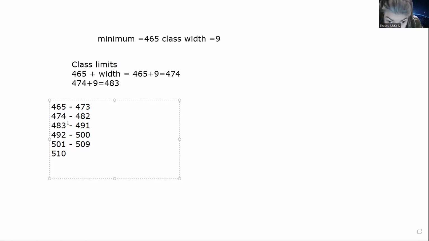483, 492, 501. Okay, so these should be 9 units apart. 465 to 474, and they are. 474 plus 9 is 483. 483 plus 9 is 492. 492 plus 9 is 501. 501 plus 9 is 510.